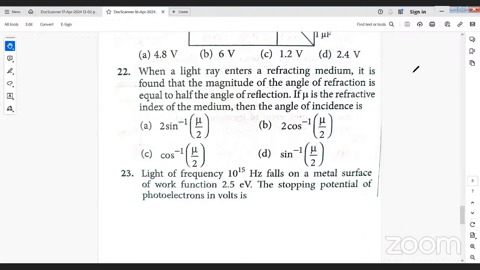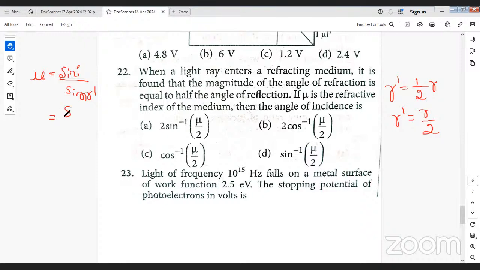How will you do? See, first write according to what they have given. That is the angle of refraction. The angle of refraction, suppose if I denote it as R dash, is equal to half of the angle of reflection. That is half of the angle of reflection. Or else we can also write it as R dash is equal to R divided by 2. Okay. So we have the refractive index mu is equal to sin I divided by sin R dash, where I is the angle of incidence.